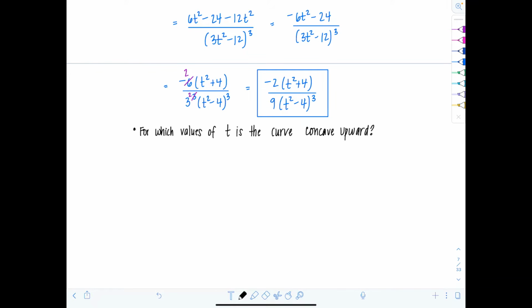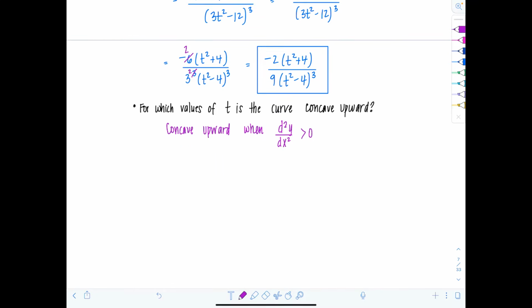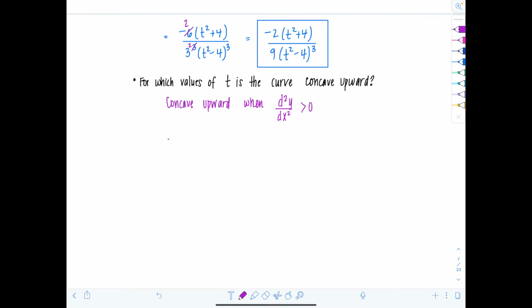So in case it's been a while since Calc 1, let me refresh your memory. The curve is concave upward when that second derivative with respect to x is positive. It's greater than 0. So what I want to know is when is negative 2 times t squared plus 4 over 9 times t squared minus 4 cubed, when is that greater than 0?